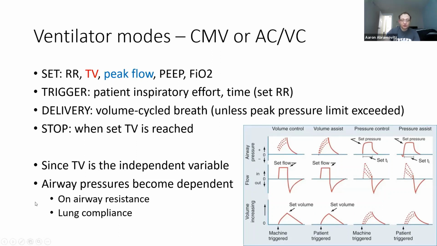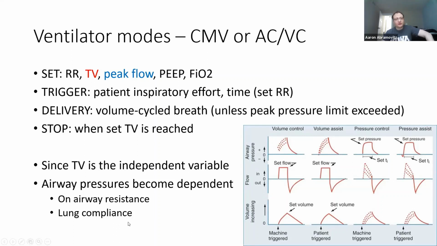So in a volume control mode, since tidal volume is the independent variable, the vent's going to do everything it can as a computer to deliver that tidal volume, and that includes changing the pressure. And so the airway pressures become the dependent variable, and airway resistance, based on the peak flow set and the intrinsic properties of the bronchial tree, and the lung compliance will be the factors that actually make up the airway pressures that we measure.